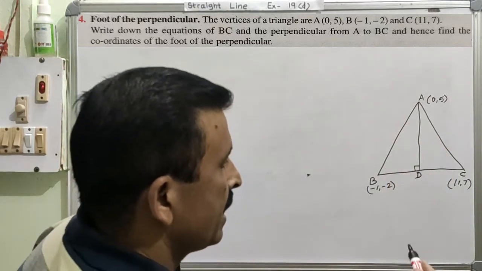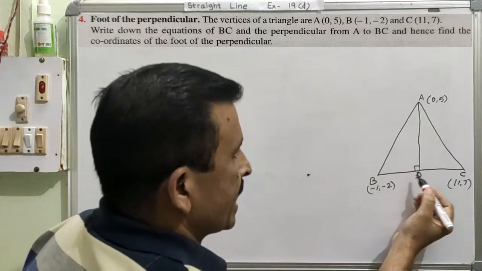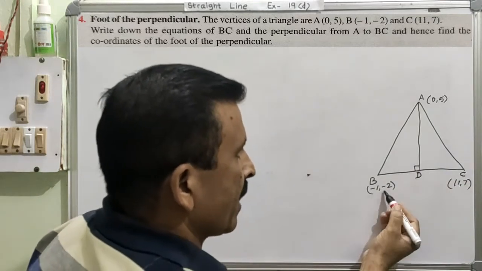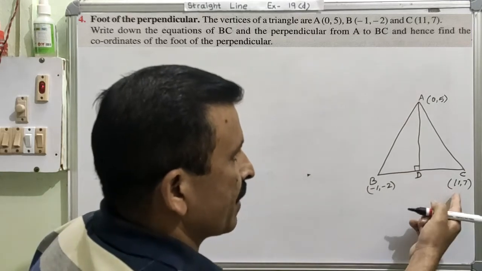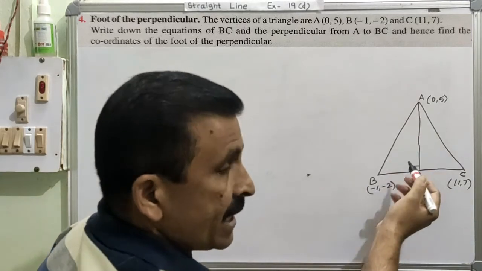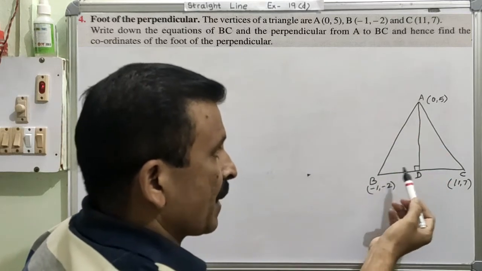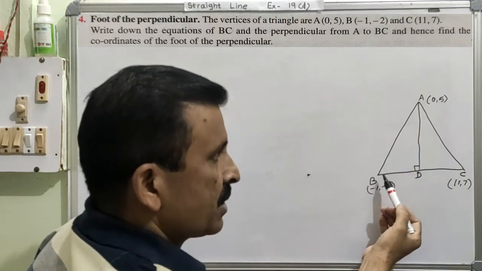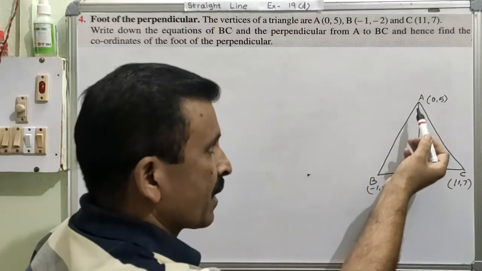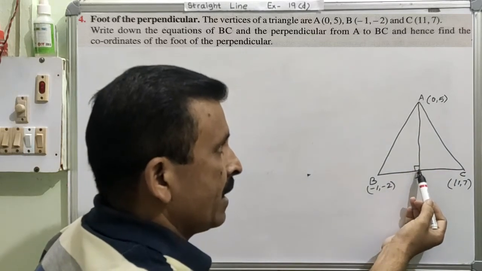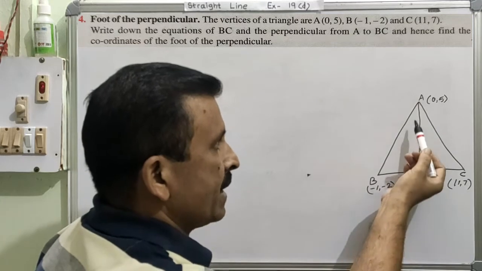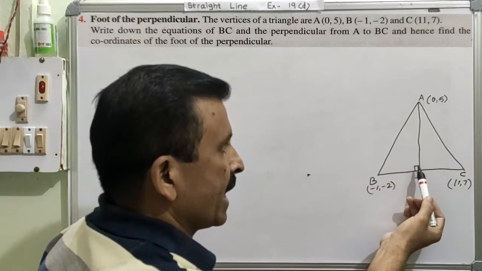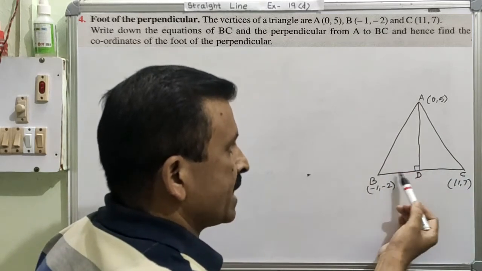Writing the equation of BC is very simple because we have the coordinates of two points. Using the 2-point formula, we will be able to write the equation for BC. Next is AD. Because AD is the altitude drawn on BC, for writing the equation for AD we can use the coordinate of A and the slope of AD.